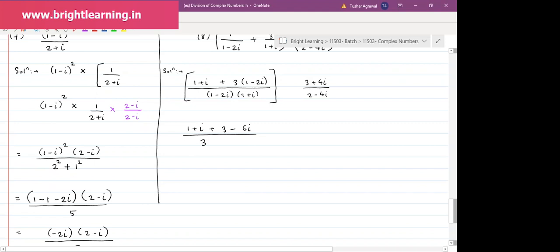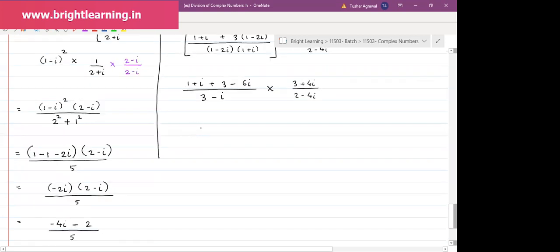And for the imaginary part of the final answer, we do the cross multiplication, that is minus 2i and i. So minus 2i and i is minus 1 times i. Got it till here? And this is 3 plus 4i upon 2 minus 4i.